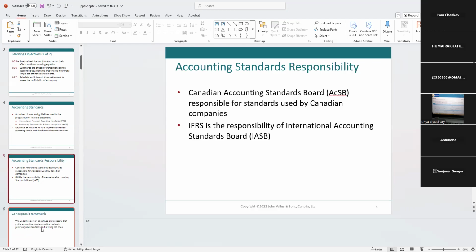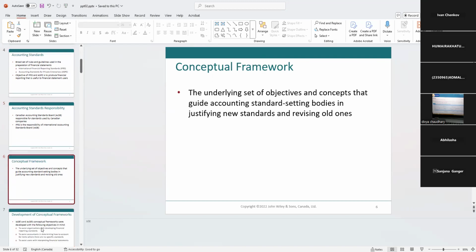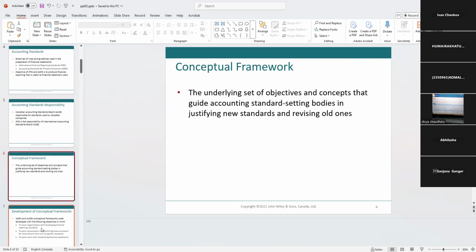The Canadian Accounting Standards Board is responsible for the standards which are used in Canadian companies. So they're telling which company which standard should be used. And International Financial Reporting Standards are responsible for international accounting, and those are created by the International Accounting Standards Board. All the standards have a framework, meaning they have a foundation on which the standards are prepared. They have objectives and they have concepts.